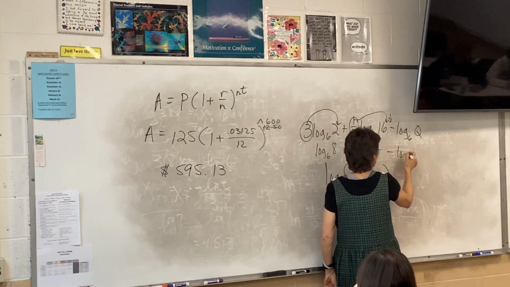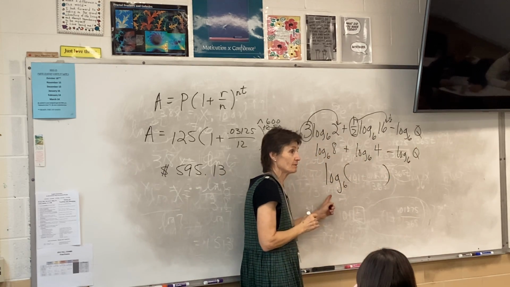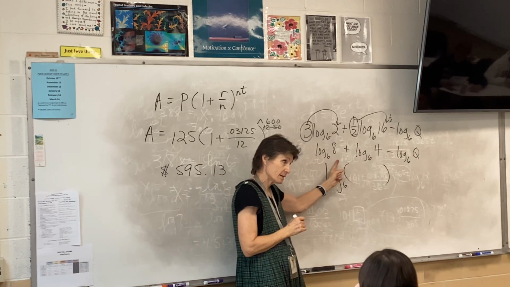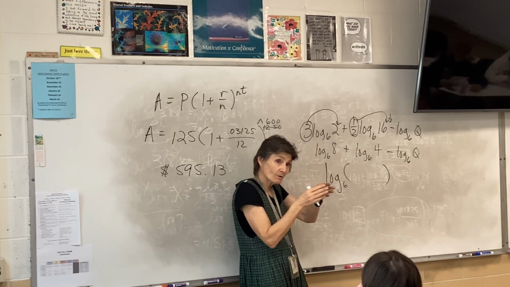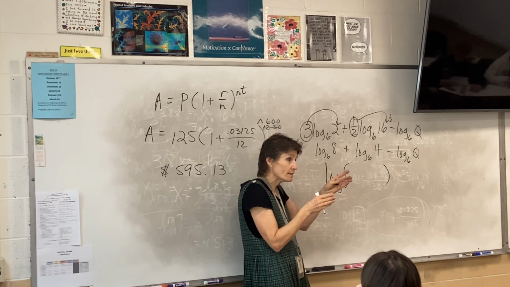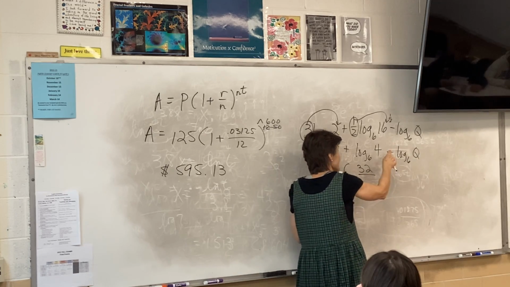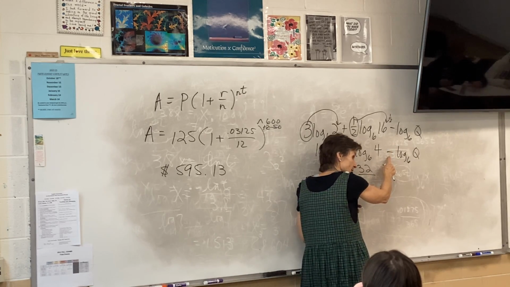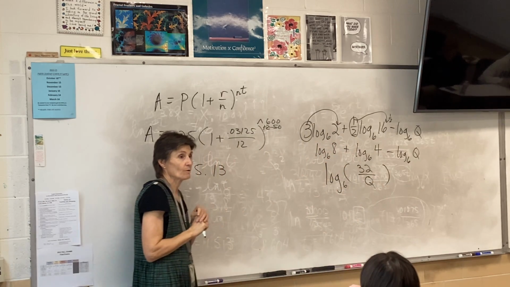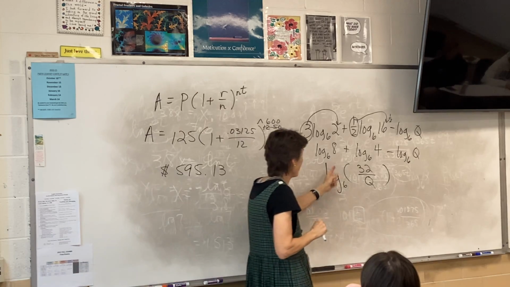Minus the log base 6 of q. Now I'm gonna put it together. Because these two are being added, when I put them together, I will multiply. So 8 times 4 is 32. But since that one's being subtracted, I'll divide. And there's your answer.